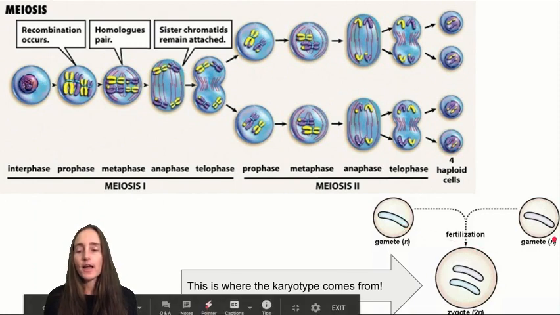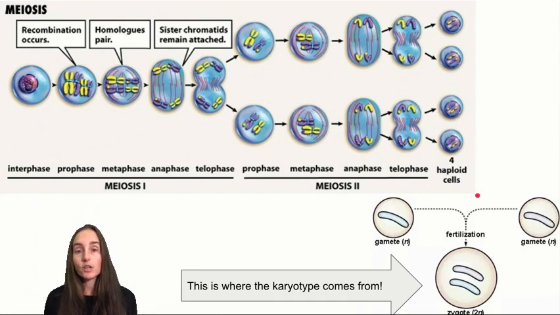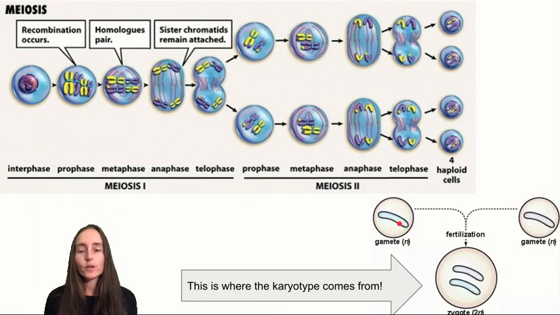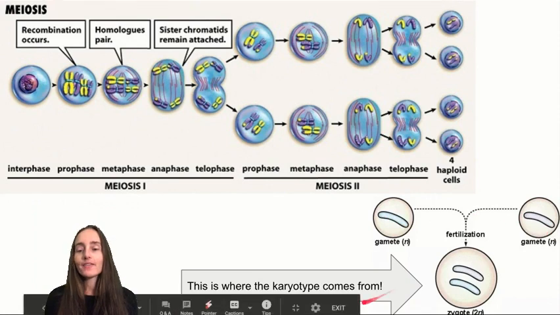goes here and meets up with an egg, if fertilization occurs, which it doesn't most of the time. Let's say these are all sperm, and let's say that's one of those. Now notice it only has one chromosome in it. That's not a human, obviously, we would have 23. It meets up with an egg, okay, and then they go together. And this is where the karyotype comes from.